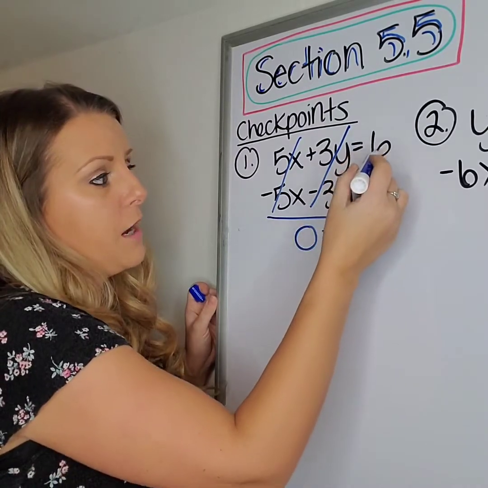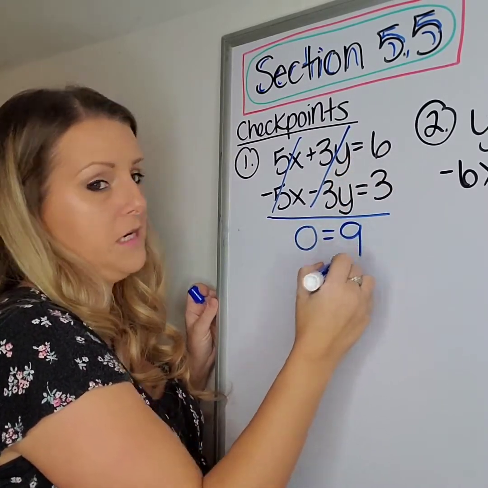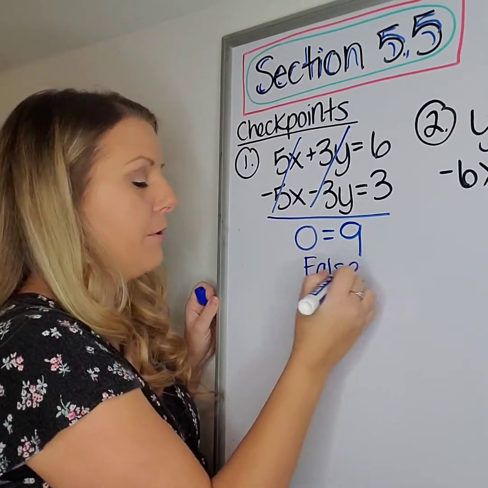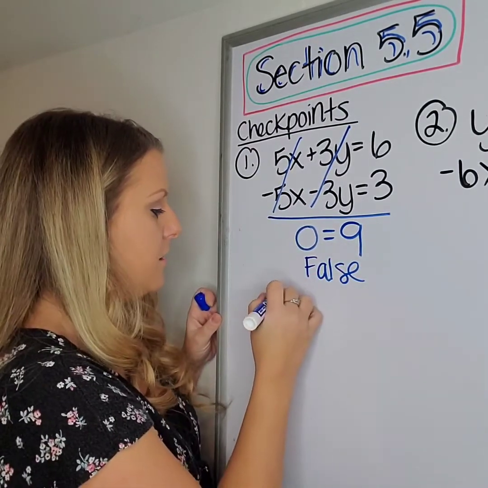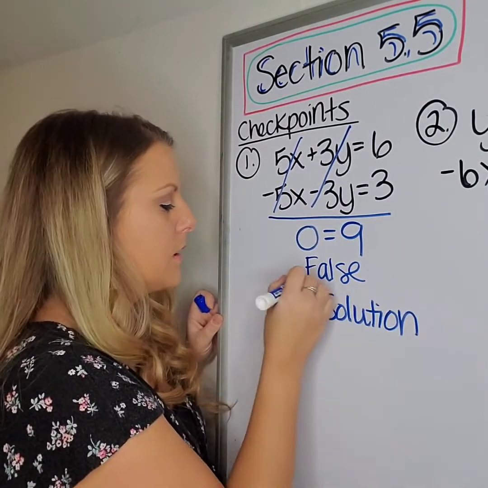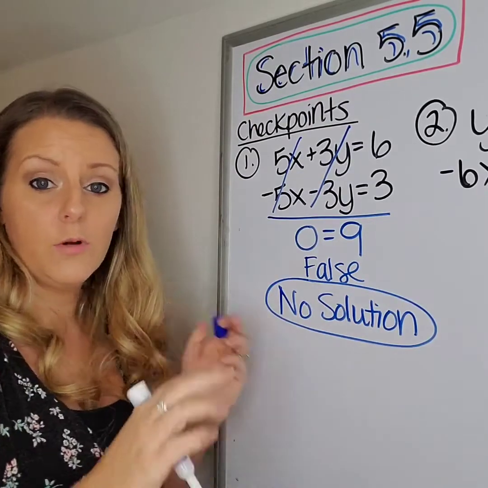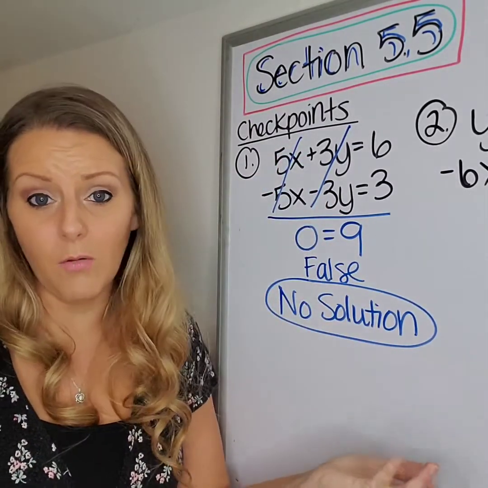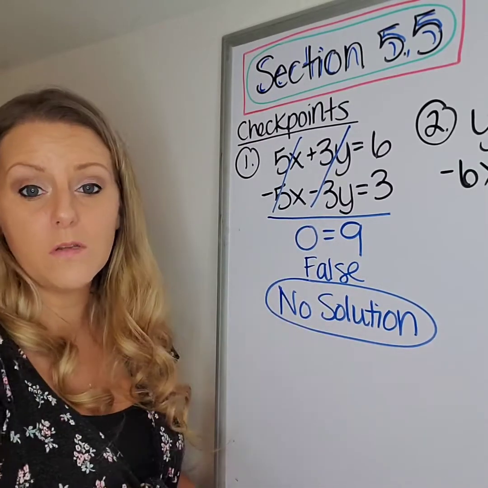And now over here you have 6 plus 3, which is 9. Is that true? Nope, it's false. And when you have a false answer, your answer is no solution. Okay? If you were to graph it, you would get 2 parallel lines that don't cross. Is there an answer? No, there's no answer because they don't cross, so it's no solution.